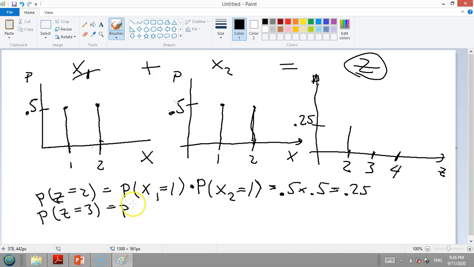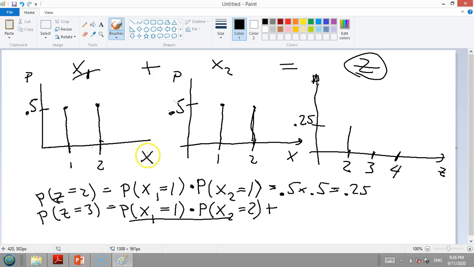So this is probability that x1 equals 1, okay, times probability x2 equals 2. So this is one way it can happen. I can get a 1 on the first one and a 2 on the second one. And the probability of this happening is probability of x1 equals 1 times probability of x2 equals 2. You multiply the probabilities together. This is the probability of the whole thing occurring, of getting a 1 on the first one and a 2 on the second one.